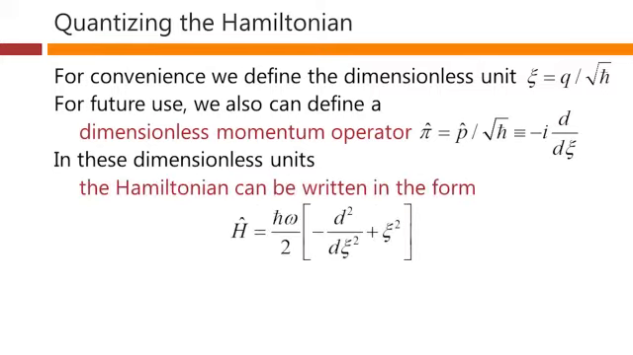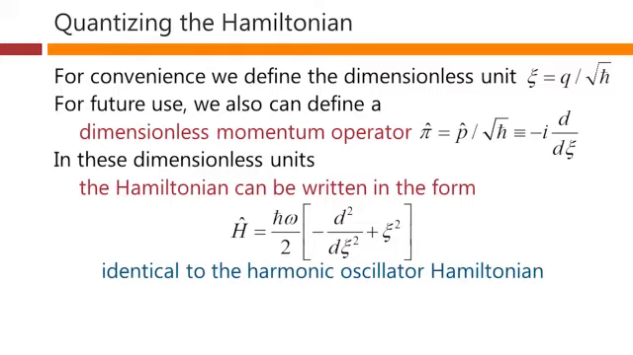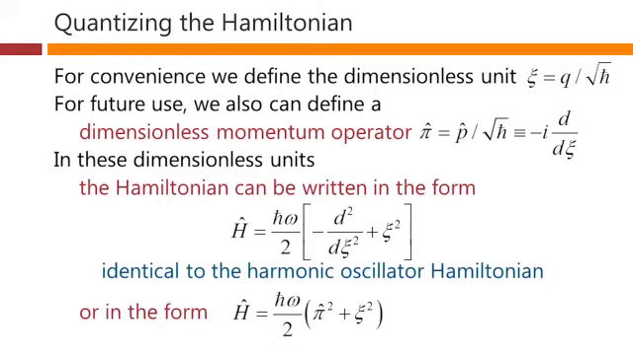So in these dimensionless units, our Hamiltonian then becomes this rather simple form, which is identical to the harmonic oscillator Hamiltonian that we'd worked out before. And we could also write this, because we defined this pi operator here, as h bar omega over 2 times the pi operator squared plus the xi squared.